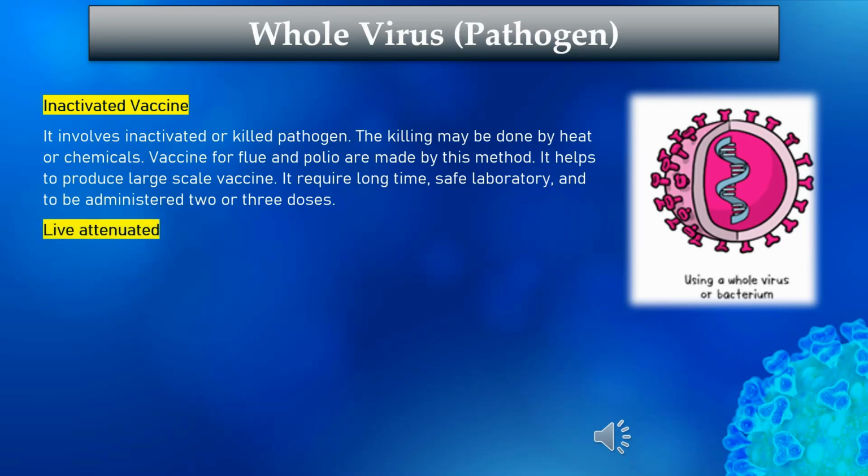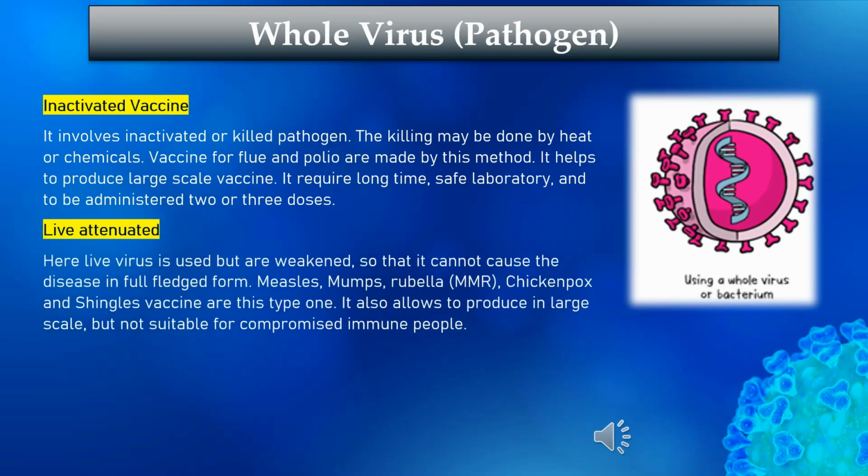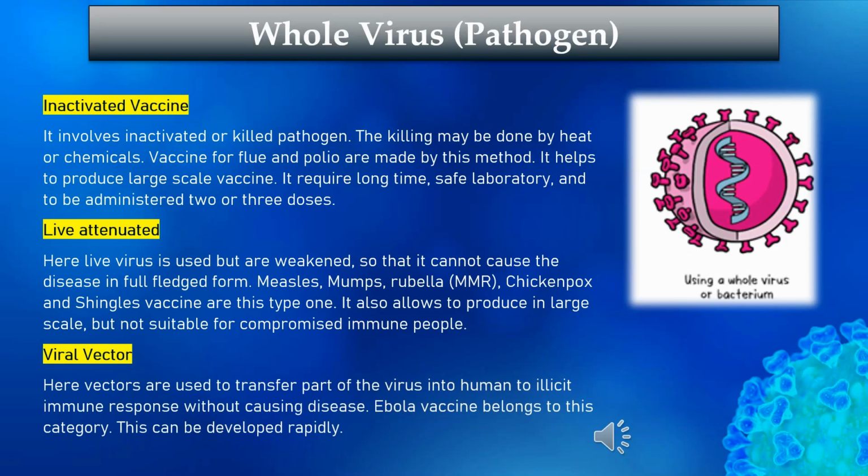2. Live attenuated. Here, live virus is used, but it is weakened, so that it cannot cause the disease in full-fledged form. Measles, mumps, rubella, that is MMR, chickenpox, and shingles vaccines are this type. It also allows production on a large scale, but is not suitable for people with compromised immunity. 3. Viral vector. Here, vectors are used to transfer part of the virus into the human to elicit immune response without causing disease. Ebola vaccine belongs to this category. This can be developed rapidly.